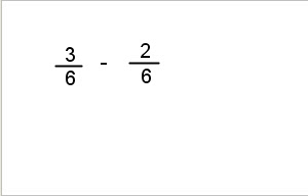Similarly with subtraction, you can just subtract the numerators. 3 minus 2 is 1. You leave the denominator the same, and the answer is 1/6.